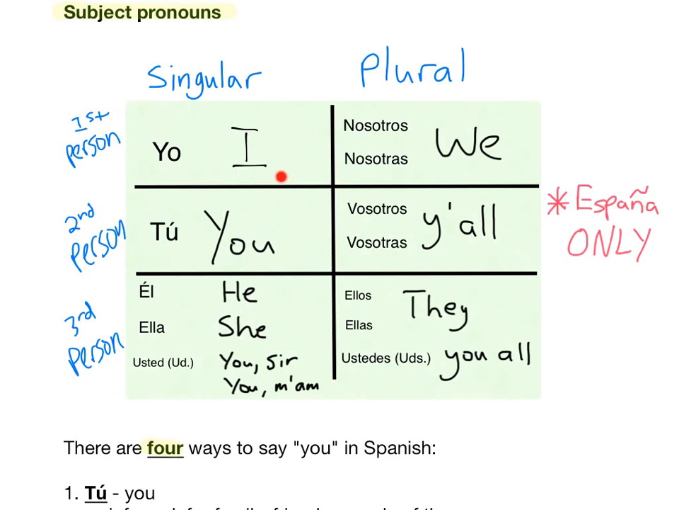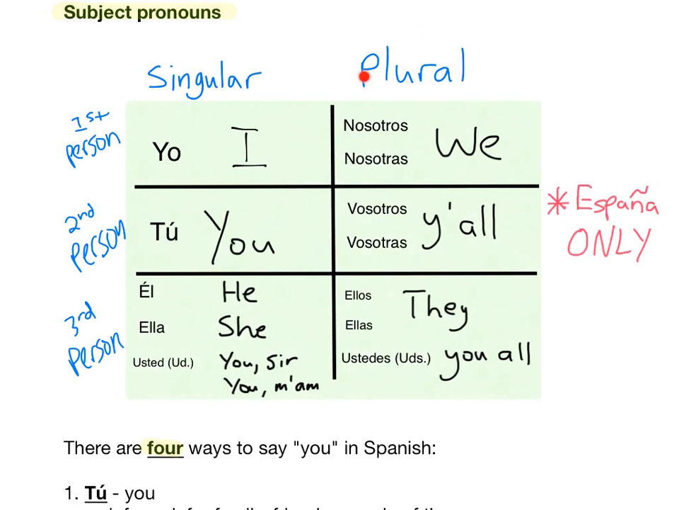One person. I, you, he, she, and then usted is you, sir, or you, ma'am. So these are your translations. The way you say I is yo. Tú, with an accent, is you. Él, ella is he, she, and then usted, and you'll see it abbreviated Ud., is you, sir, or you, ma'am. It's being polite. It's a way of saying you.